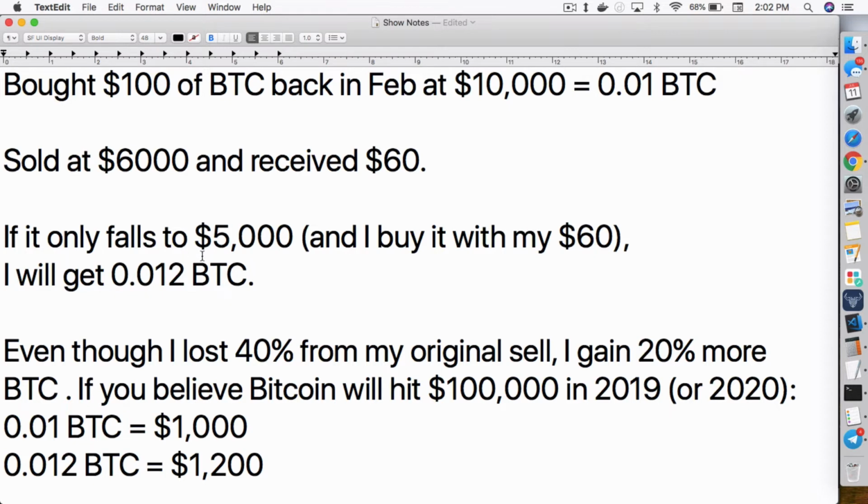But if it falls down to 5,000 and I buy it with my $60, I will now get 0.012 BTC. So even though I lost 40% from my original sell, I gained 20% more BTC. If you believe Bitcoin will hit $100,000 in 2019 or 2020, I mean, it depends on how conservative you are with the Bitcoin prices.